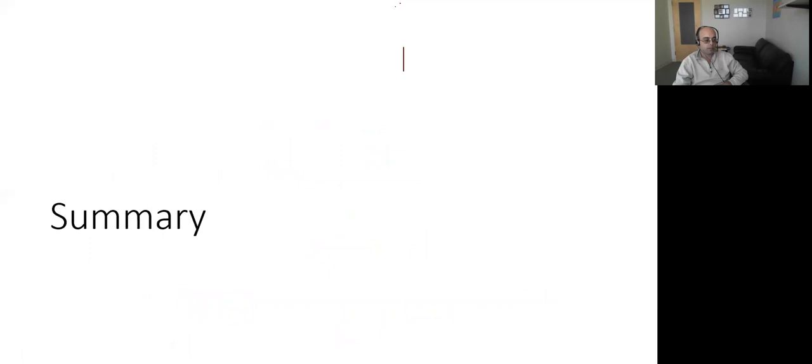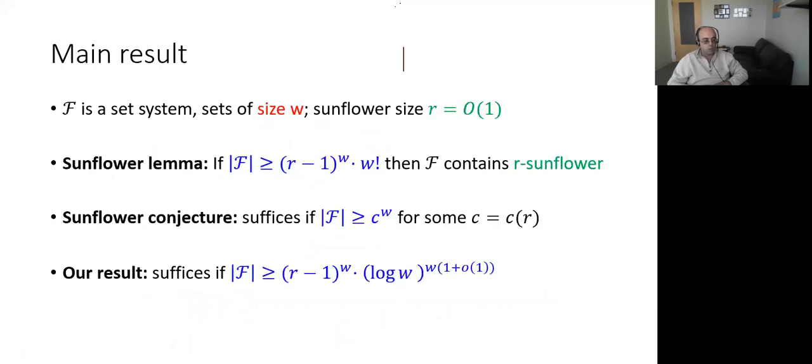So, summary. Here's what we proved. Again, we have a set system with sets of size W, and the sunflower constant is R. The sunflower lemma, proved by Erdos and Rado, gives this type of bound: R minus 1 to the W times W factorial. If F has that many sets, it contains a sunflower with R petals. Now, the sunflower conjecture is that the bound is constant to the W.